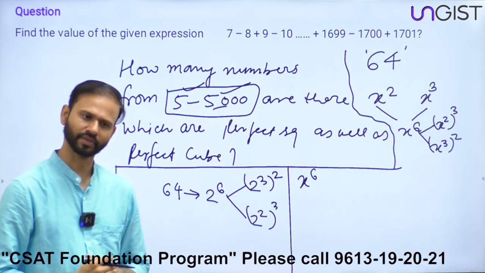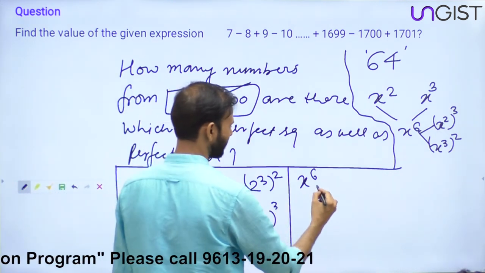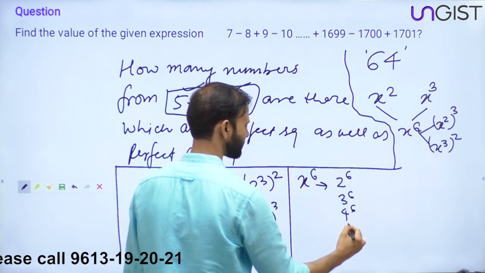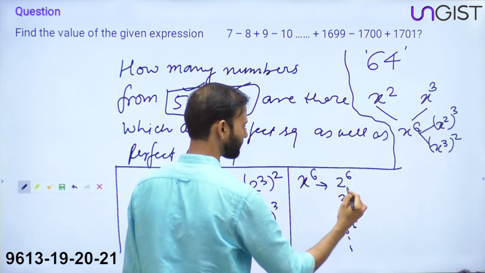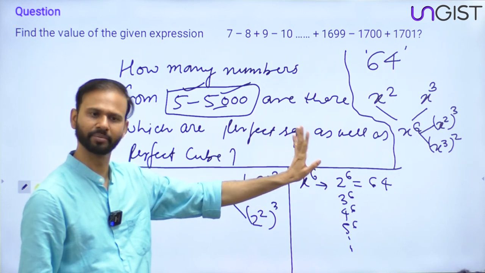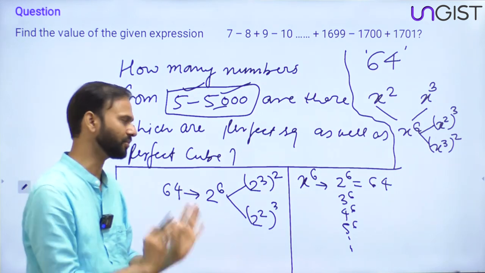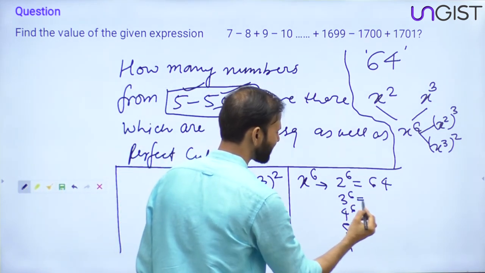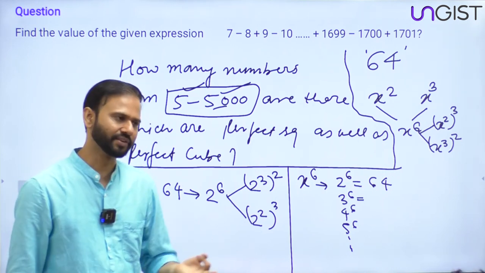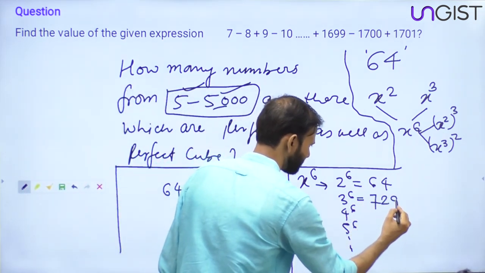Now I'm writing the numbers. 2 to the power 6, 3 to the power 6, 4 to the power 6, 5 to the power 6, and so on. 2 to the power 6 is 64. 1 to the power 6 is 1 only, which will not be in this range, so I'm not writing that number. Now, 3 to the power 6 is 3 cube whole square; 3 cube is 27, and 27 square is 729.